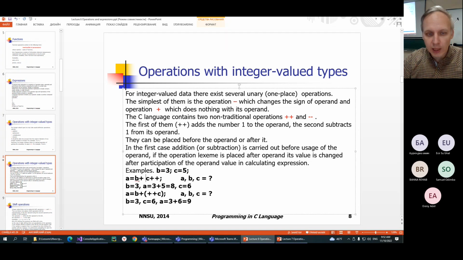I can use plus plus inside some complex computational operation. In this case, the value of C will be 6, but the value of A will be 8, because the old value of C participates in this operation. But if I write plus plus before, then the new value of C takes place in this operation, and the new value of A will be 9.